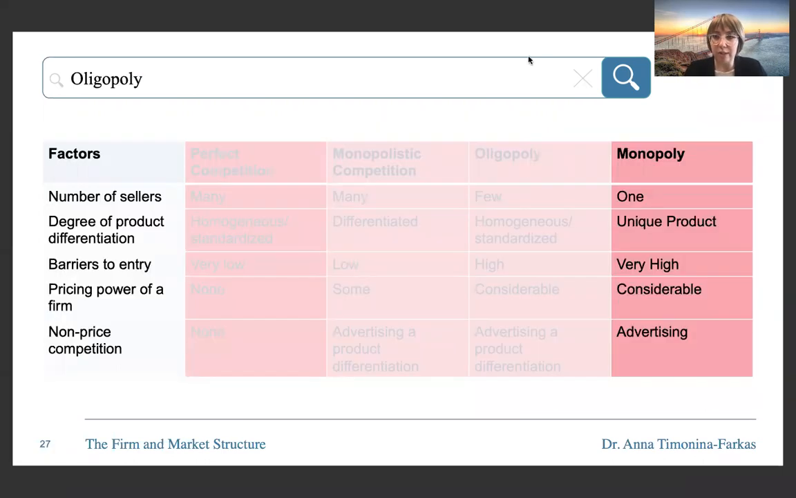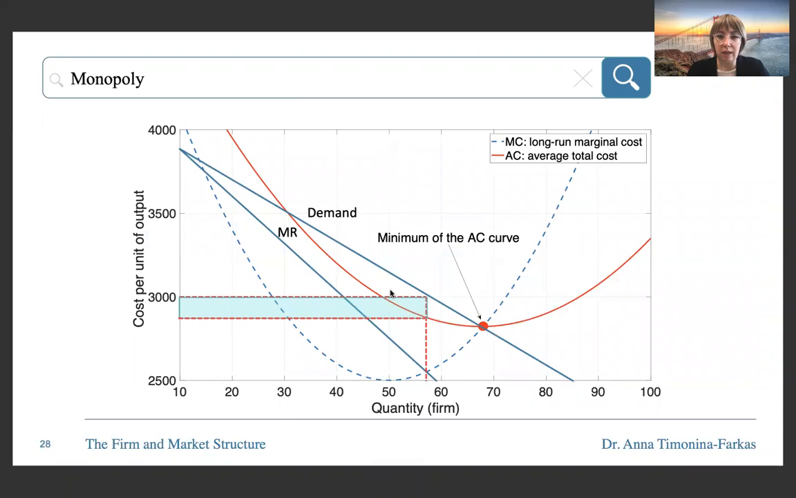Now we are coming to the least competitive type of market structure, which is a monopoly. We are talking about one seller with a unique product, very high barriers to entry, considerable price power and advertising power. In a monopolistic market, the crossing between demand, average cost and marginal cost will happen at the minimum of the average cost. And the optimal price can be found again by equating marginal cost with the marginal revenue and finding the demand for this quantity.